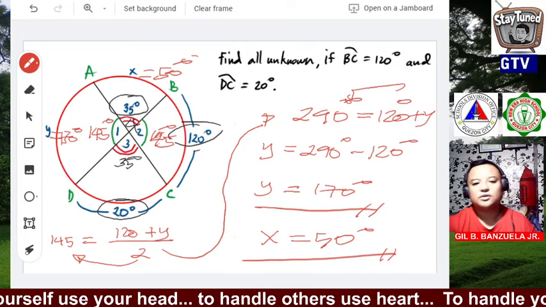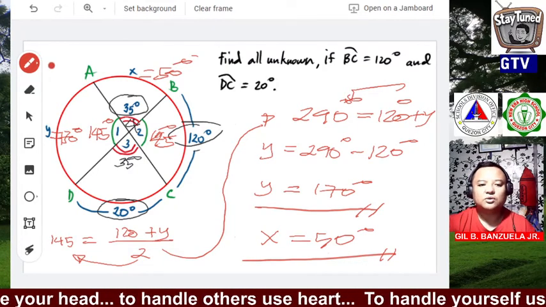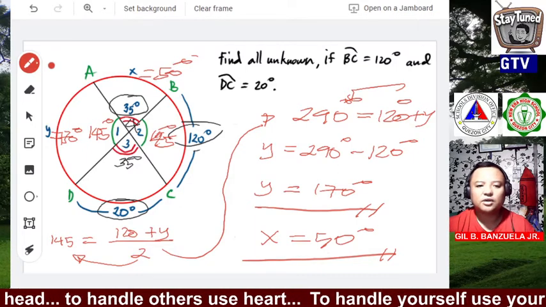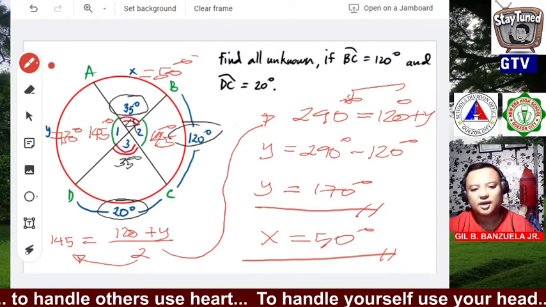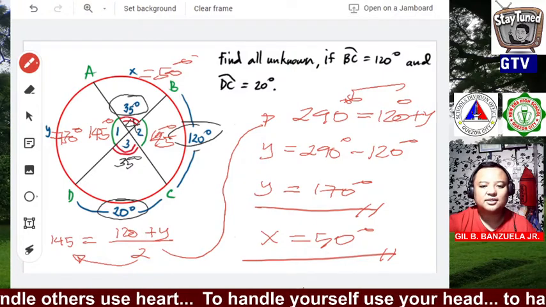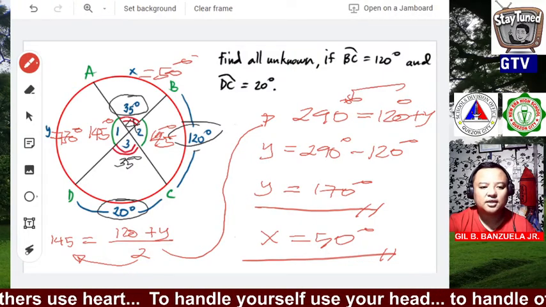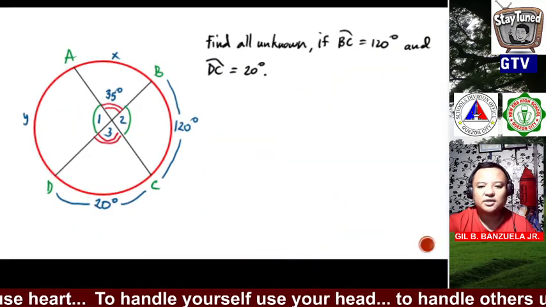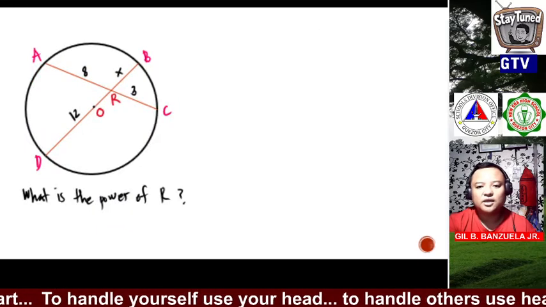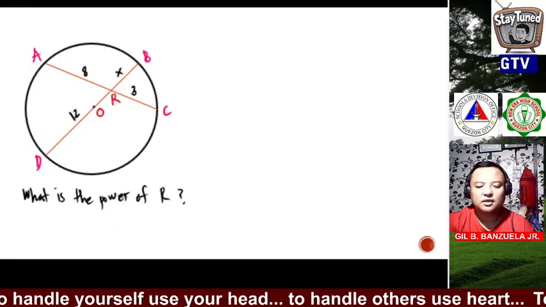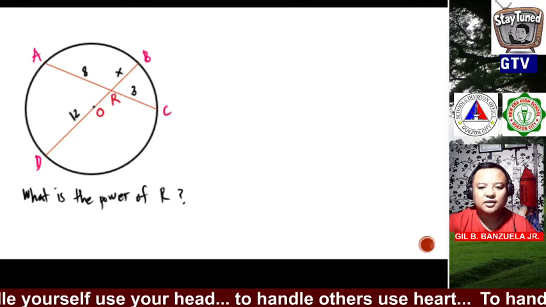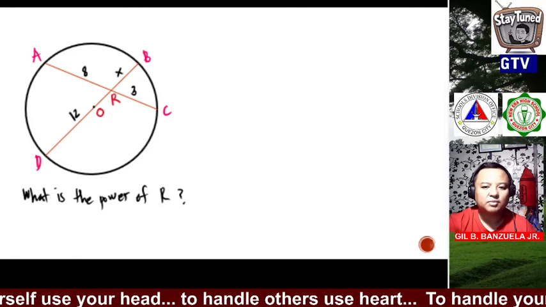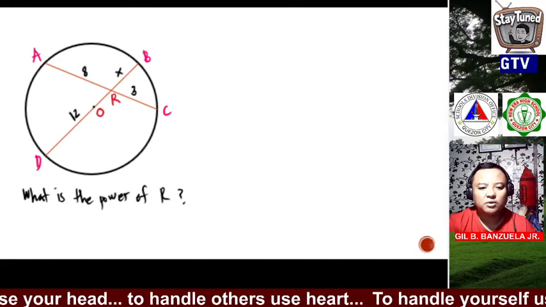So, you followed along. If not, you can review the video and study it again. Okay, let's go back to our PowerPoint presentation. Alright, another problem using two chords intersecting. This time it's the power theorem. What is the power of R?